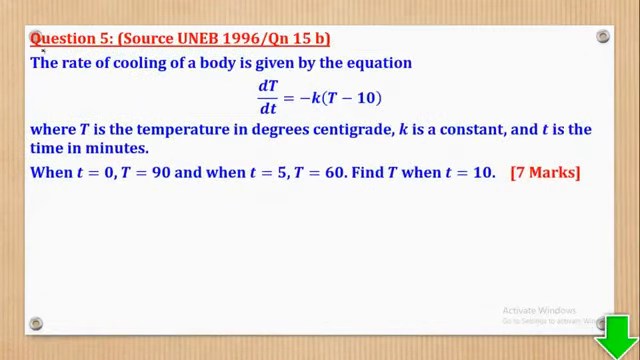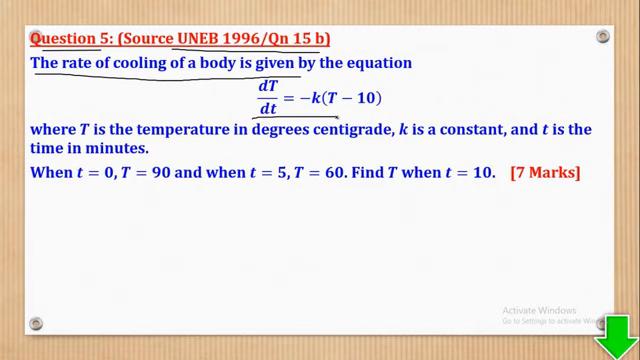So now we shall go to question 5. Question 5 came from UNEB 1996, paper 1, question 15b, and says the rate of cooling of a body is given by the equation this. Like I said, sometimes they give you in word form or they give you the differential equation.